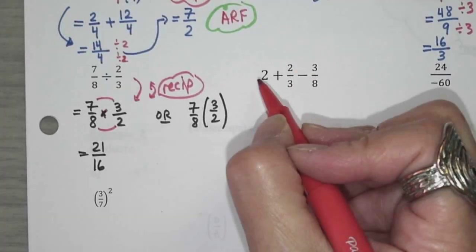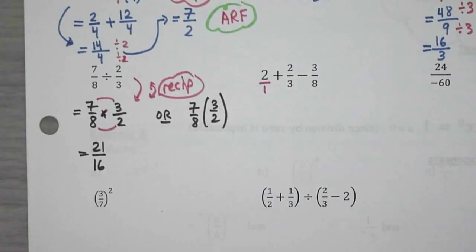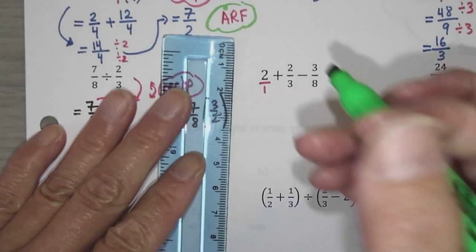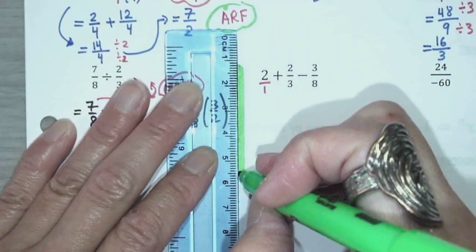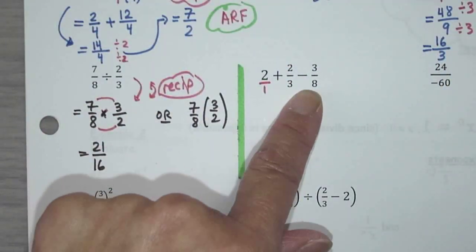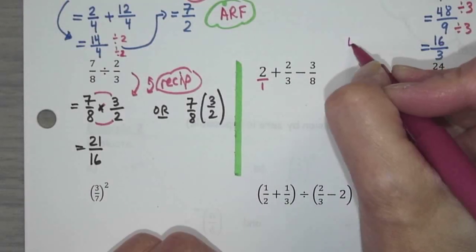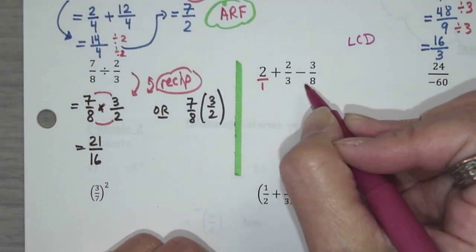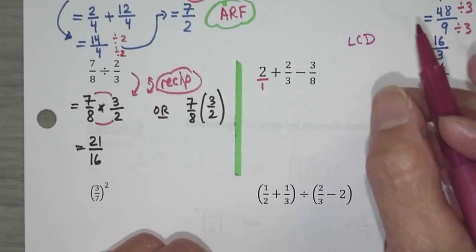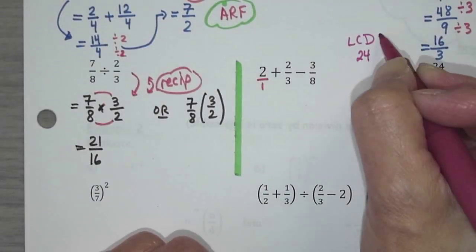Here, as soon as I see a whole number, I put it over 1. And then I'm looking for lowest common because it's addition subtraction. So for questions that are addition subtraction, we want lowest common denominator. So the lowest common denominator for this would be for 3, 8, and 1. So 24.